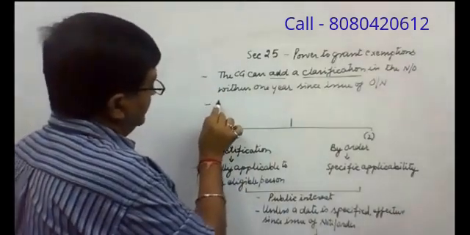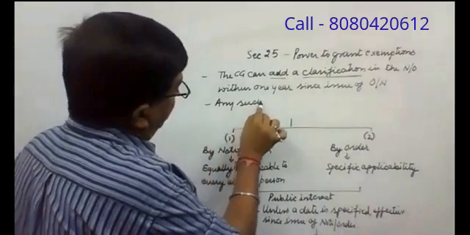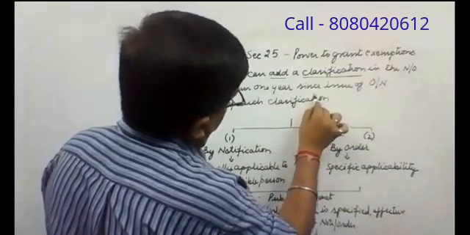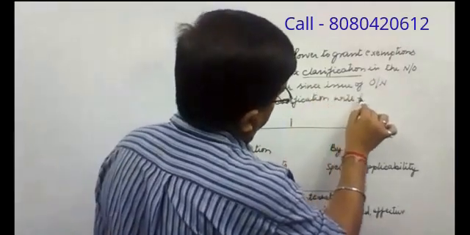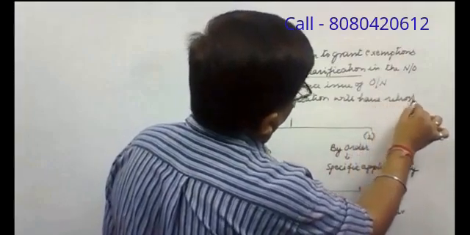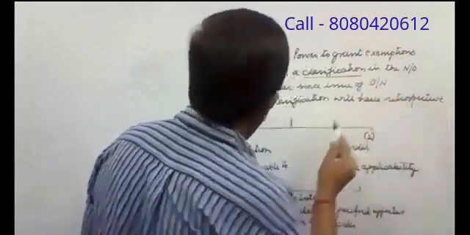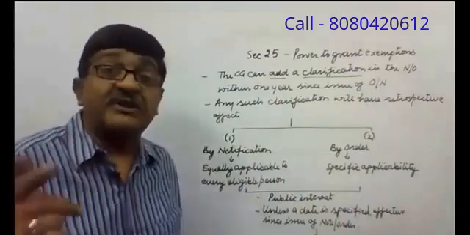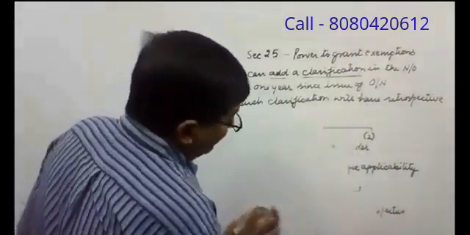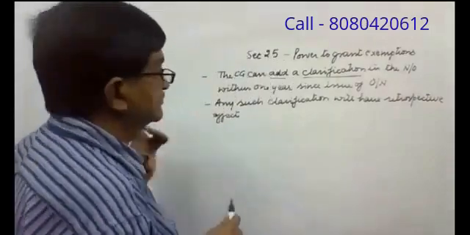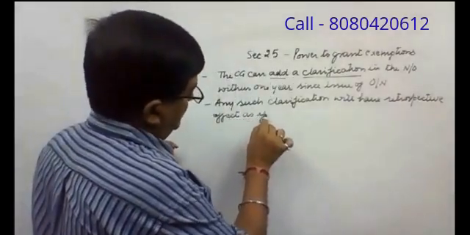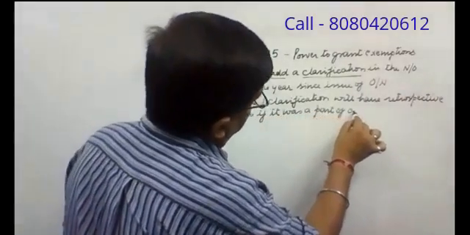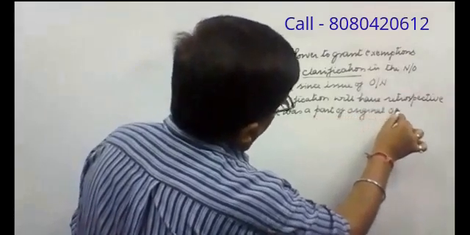And last point: any such clarification will have retrospective effect. Any such clarification which is added within 1 year after the issue of the notification or order will have retrospective effect. How much retrospective will it be? As if it was a part of the original order or notification.